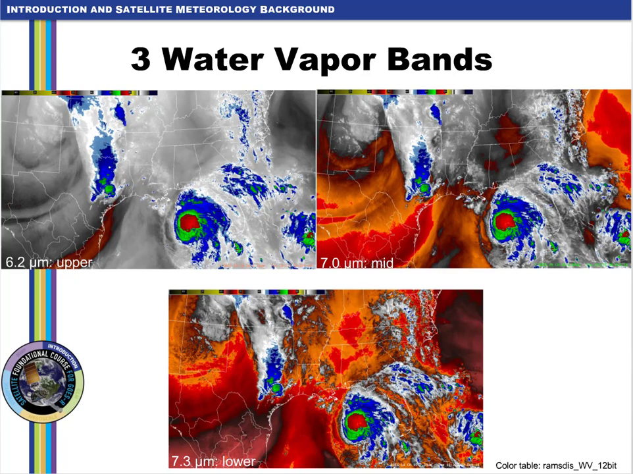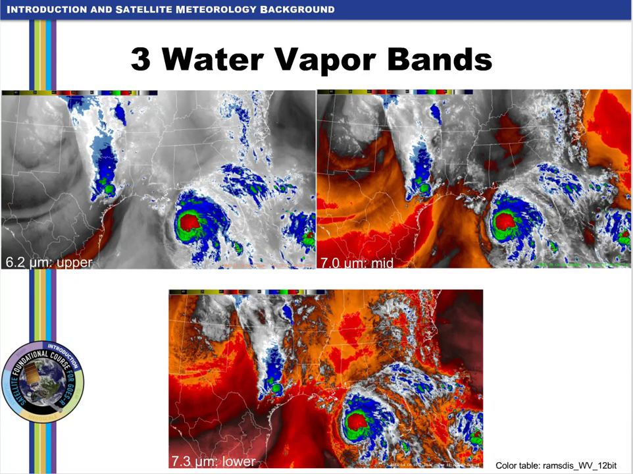Recall from the weighting function profiles shown earlier that the water vapor band from the pre-GOES-R era is at 6.5 microns, which lies in between the GOES-R era 6.2 and 7.0 micron channels. In the 7.3 micron band, brightness temperatures are generally warmer than the other 2 channels since the weighting function peaks at a lower altitude. Be sure to utilize the 4-panel display in AWIPS when viewing water vapor imagery.